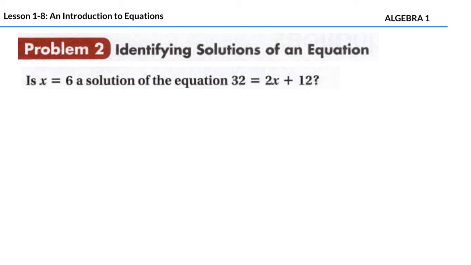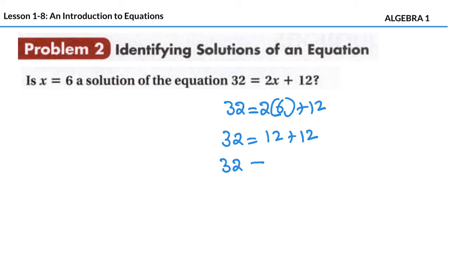Let's check that out. So 32 is equal to 2 times, what is the value of x? 6. So 2 times 6 plus 12. Let's check that out. 6 times 2 is 12, plus we have another 12, and we are just bringing down this 24, and 32 is not equal to 24. So x equal to 6 is not a solution of this equation.